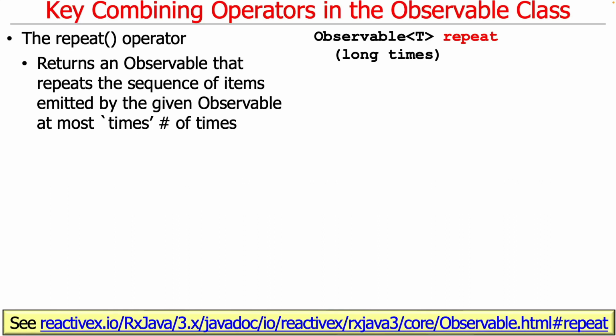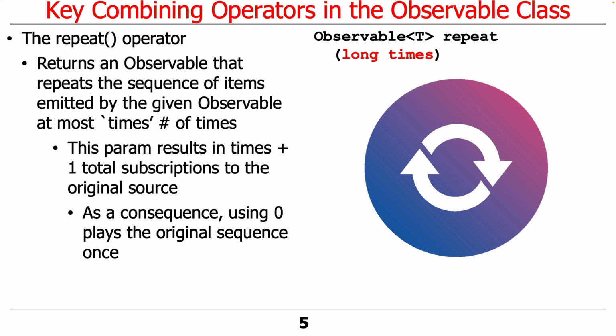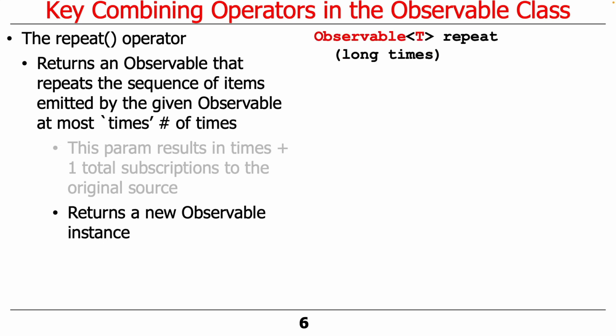Let's start by talking about repeat. So the repeat operator returns an observable that repeats the sequence of items emitted by the given observable at most times number of times. So times is the parameter. And this is a little bit quirky. The semantics are a little quirky, but the parameter results in times plus 1 total subscriptions to the original source. And as a consequence, using 0 plays the original sequence once. I do not know why they have that as the semantic, but that's what they do. And it returns a new observable instance that will emit the previous data times.